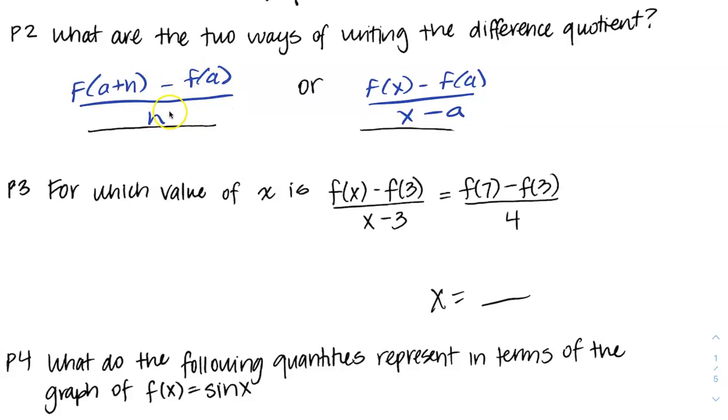Right, this one's just like the basic slope formula, y2 minus y1 over x2 minus x1. And this is a little bit more fancy. I think the difference quotient is this. I just think that it's slope, but it's kind of the same thing.